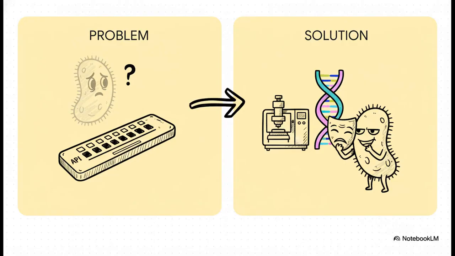And right here, this is the heart of the problem and the solution. Its biochemical inertness basically made it a ghost for older systems like API strips. It just wouldn't react. But now we have MALDI-TOF MS and 16S sequencing. These modern tools unmask it with ease, giving us rapid, confident IDs.